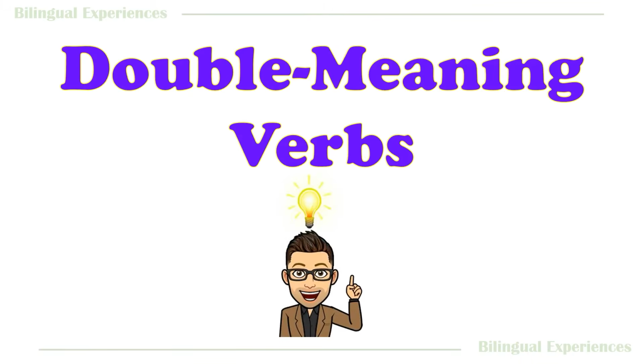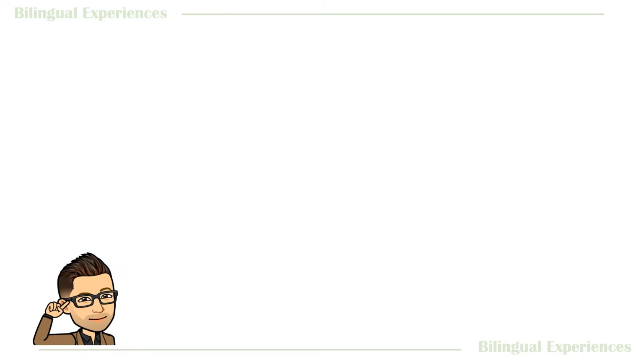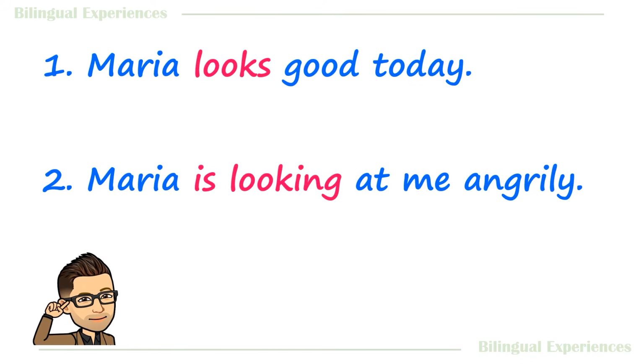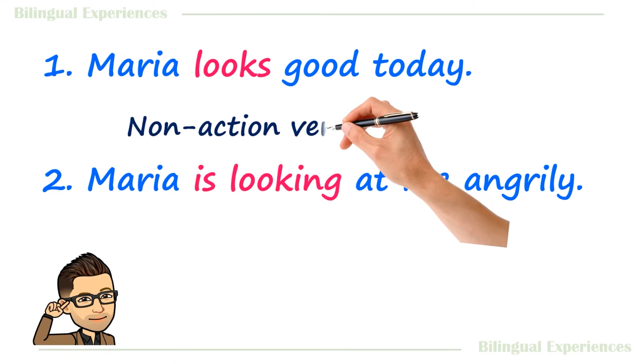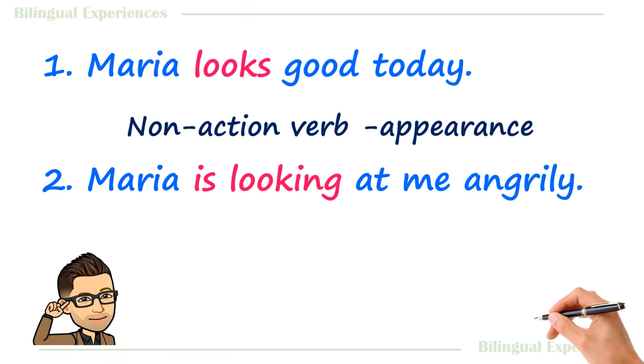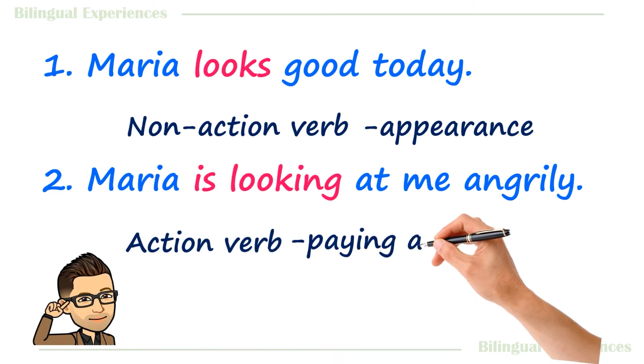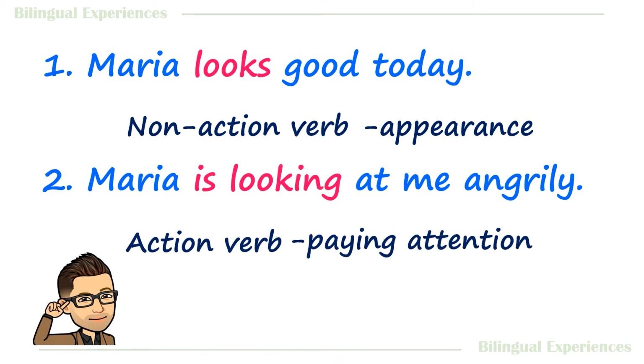Let's now take a look at some other verbs that can have two different meanings. Number 1. Maria looks good today. Number 2. Maria is looking at me angrily. As you can see, in number 1, the verb look is a non-action verb because it refers to someone's appearance. That is, we're talking about a state. And in number 2, is looking, it's actually an action verb because it refers to the idea of paying attention to someone.